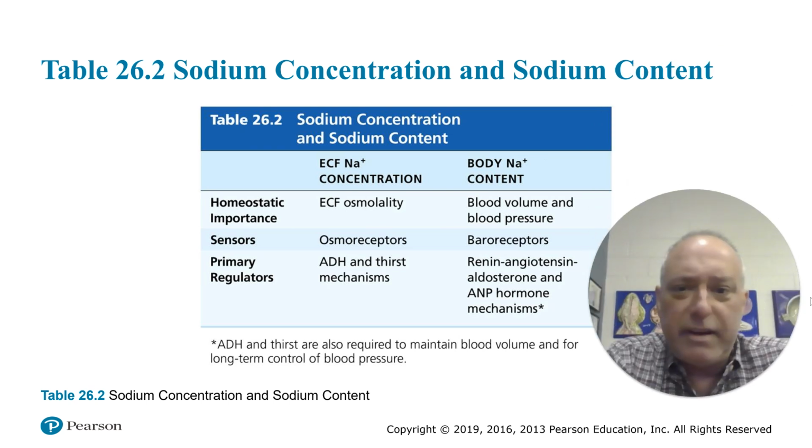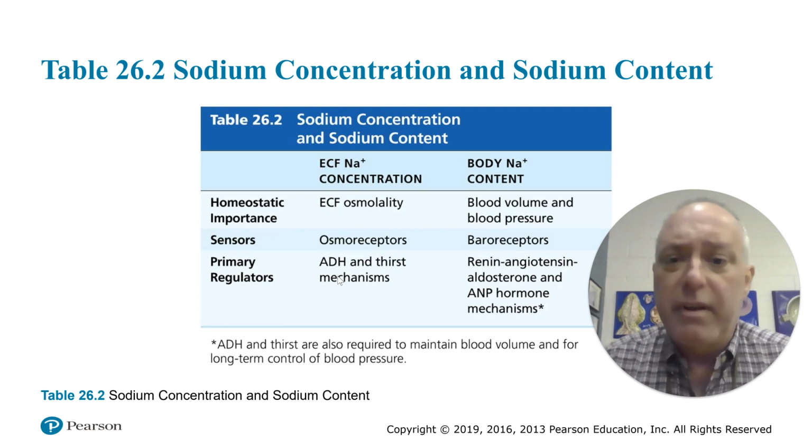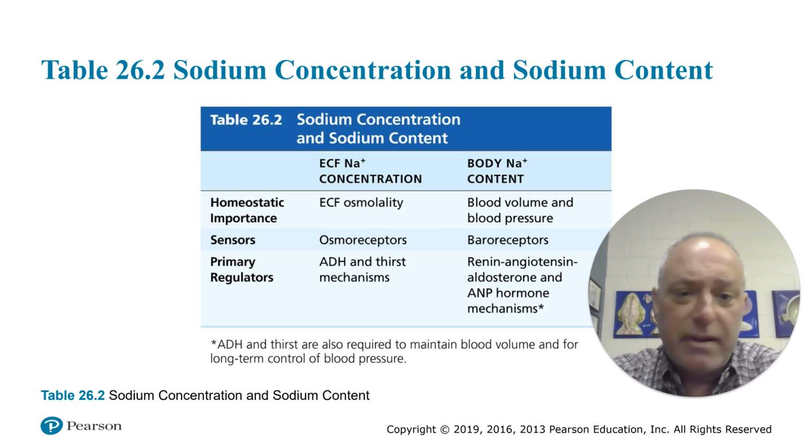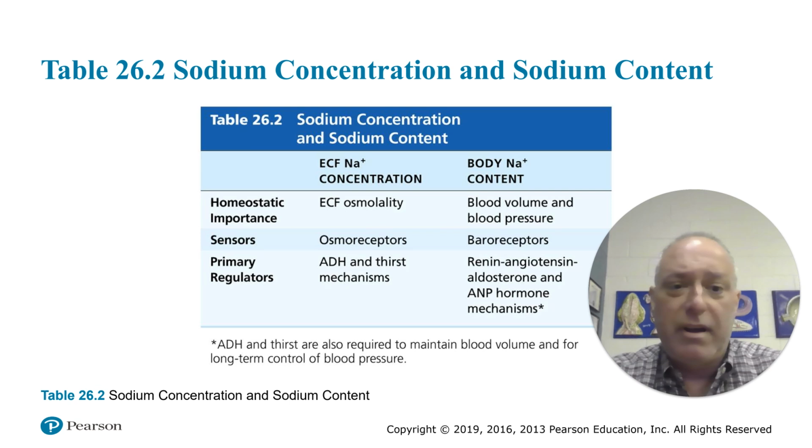So sodium concentration is very important in the plasma compartment to maintain blood volume and blood pressure. There are osmoreceptors and there are baroreceptors. Osmoreceptors will detect the osmolality or the salt concentration, and the baroreceptors will detect the pressure. And the primary regulators of sodium are ADH from the posterior pituitary, as well as the renin-angiotensin-aldosterone system and ANP. So that's RAAS and ANP together. Those are the primary regulators of sodium content.